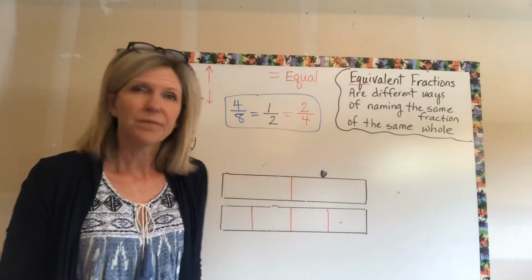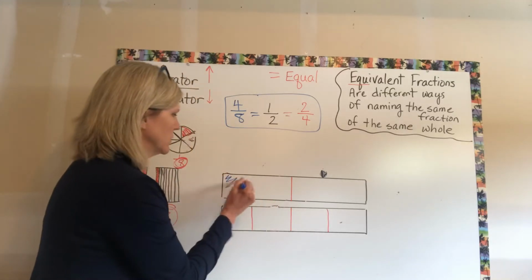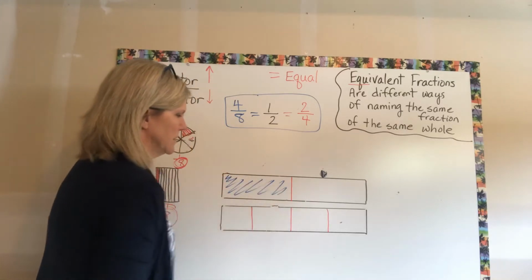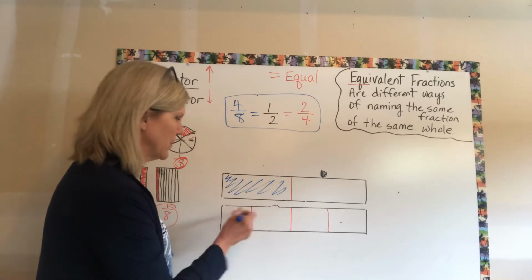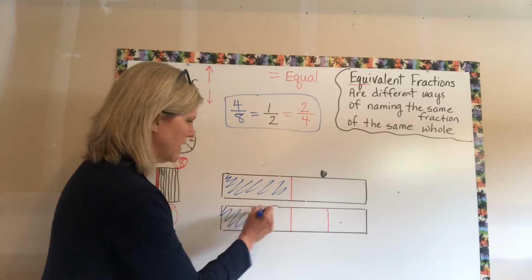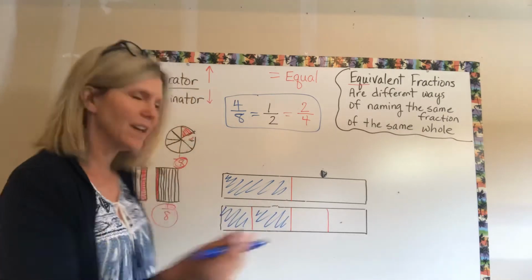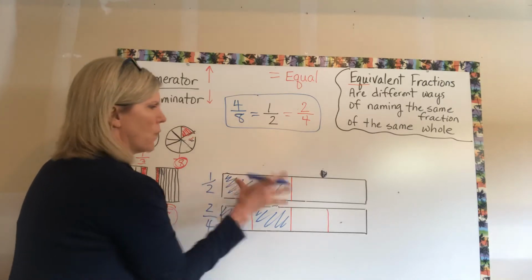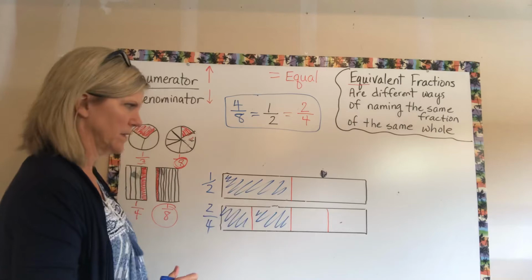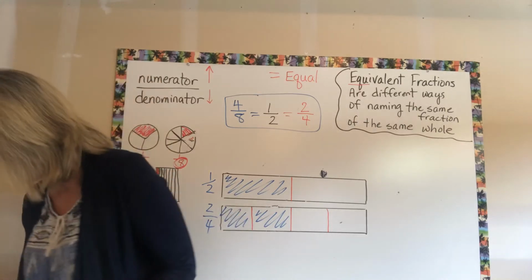Now, let's see, Chloe. If you shaded in 1/2 of this fraction, is it the same as 2/4? This one's divided into 4 pieces, right? Yes, it is. Very good. So 2/4, again, is the same as 1/2. 1/2, 2/4.